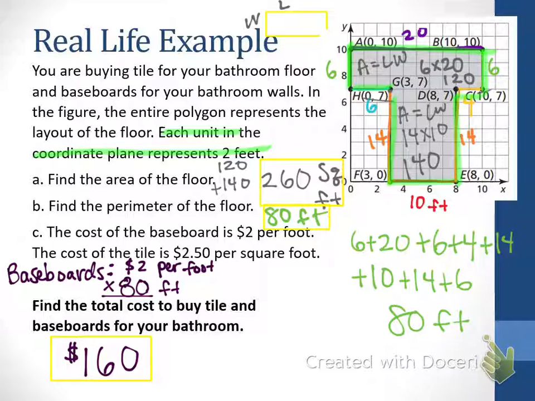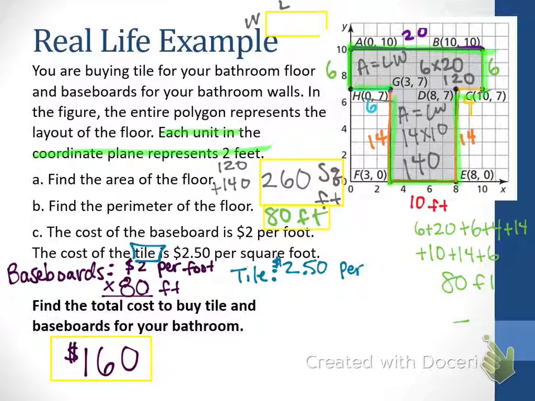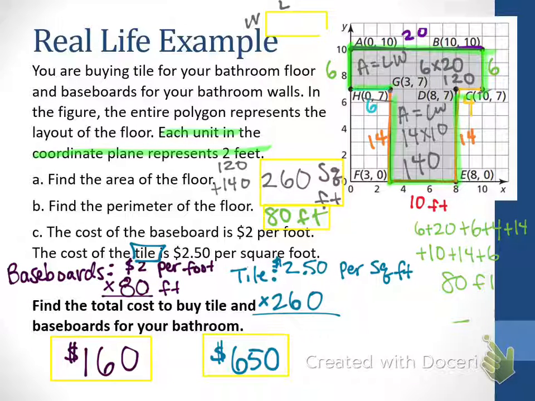All right, and then the second thing is it asks for tile. Where does tile go in this case? On the floor. It says tile for your bathroom floor. So this is area. Okay, so it's $2.50 per square foot. And how many square feet do we need? 260. So again, what do we do with these two numbers? Multiply them. So that's $650, which is actually not a lot to retile that many square feet.